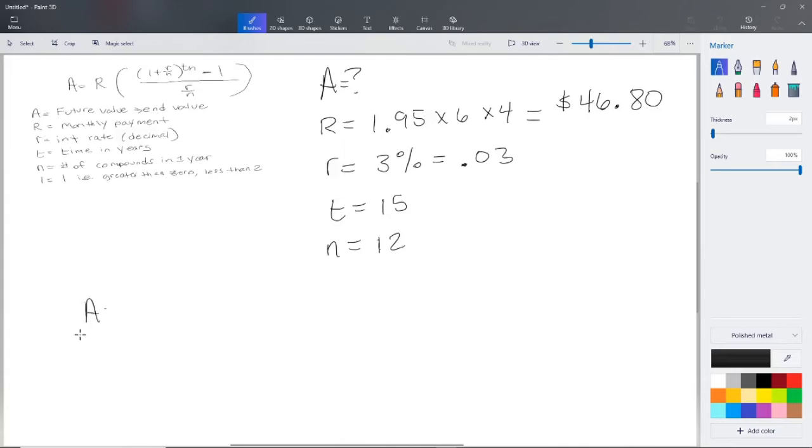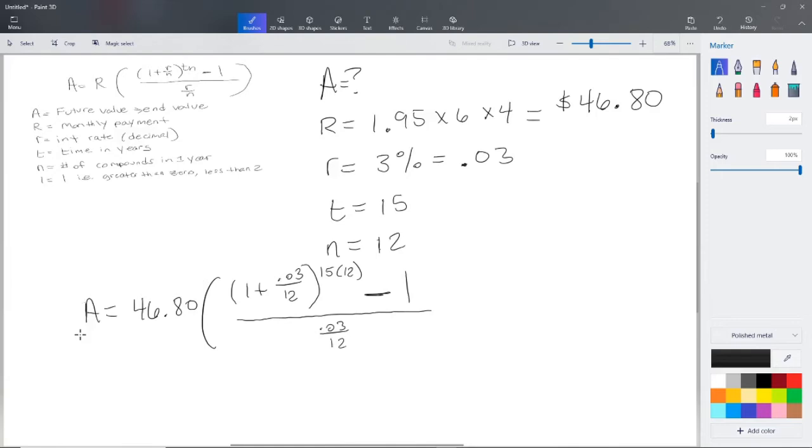All right. A equals. We have our big R value, 4680, times, sub parenthesis here, 1 plus r, so that's going to be 0.03 divided by n, 12. This sub parenthesis gets taken to the power of 15 times 12. Then the whole thing is minus 1 to it. And then the whole thing here is divided by 0.03 divided by 12 again. Close that. And then we close the parenthesis here. And now it's time for our calculator to do the brunt work.